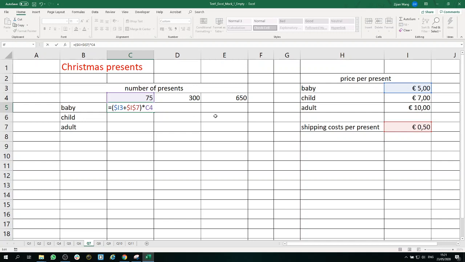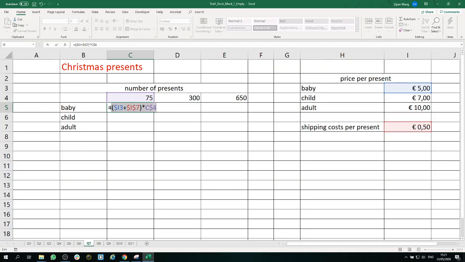And how about the C4? The C4, later when we drag it downwards, we want the 75 still be there, so the row cannot be changed. But if the column changes, then the number of presents should also change. So we leave the column flexible, but now lock the row.